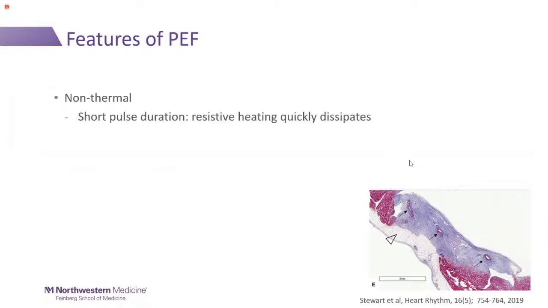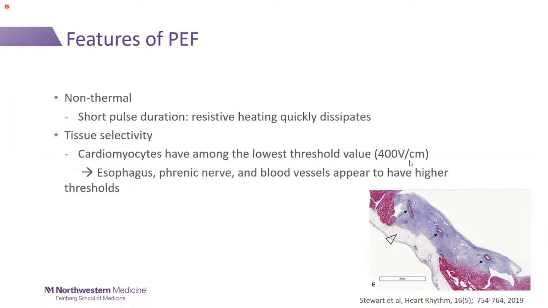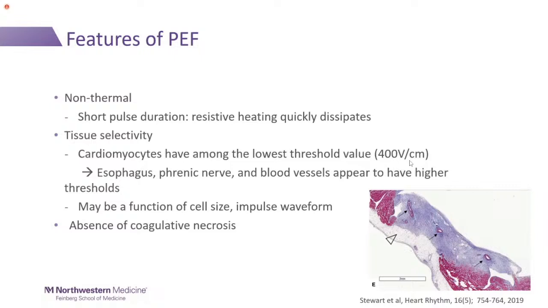How many people have seen pulsed electric field ablation performed? You guys have seen it, okay. Resistive heating quickly dissipates, so it's really non-thermal. There seems to be tissue selectivity, with cardiomyocytes having low threshold values for irreversible electroporation, higher thresholds in collateral structures, which is pretty great. This may be a function of cell size, the impulse waveform. There does seem to be an absence of coagulative necrosis, and this is a nice picture of the fibrotic lesion at 3 months, which is transmural.